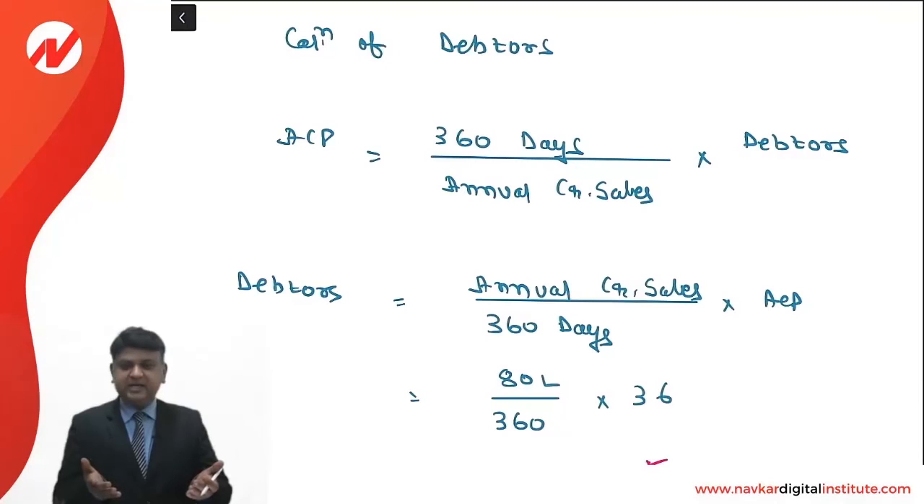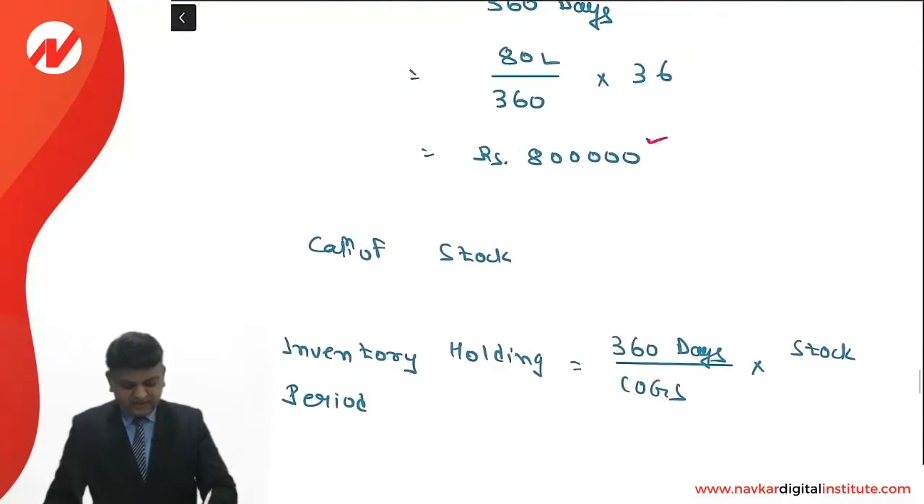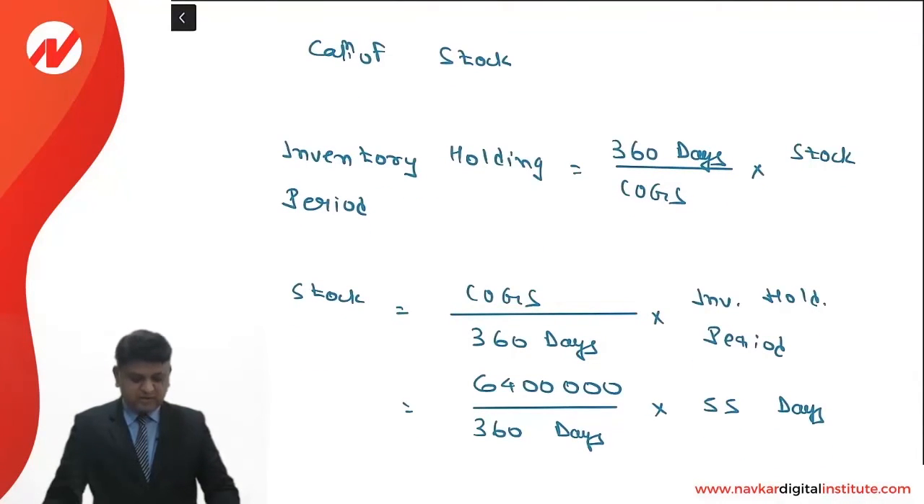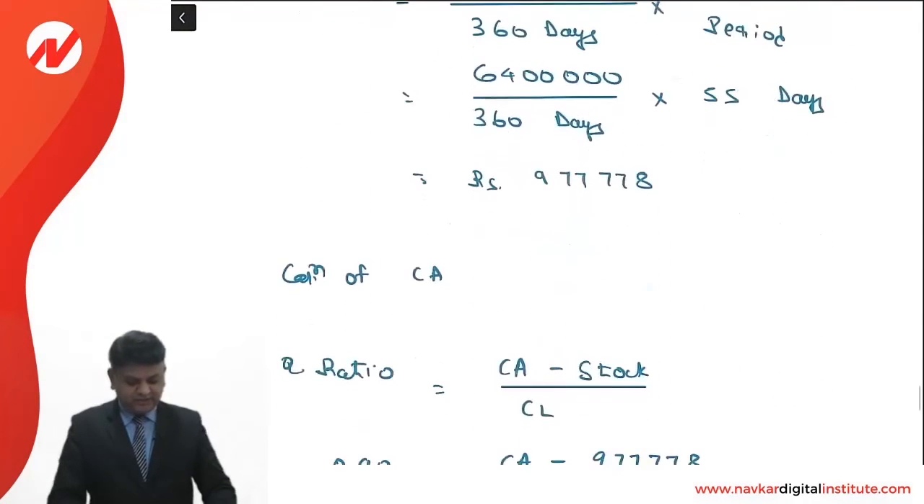Sales is 80 lakhs, average collection period 36 days. So the debtors value will be an amount of 8 lakhs. Stock will be calculated using COGS and inventory holding period information, that is 9,77,778.